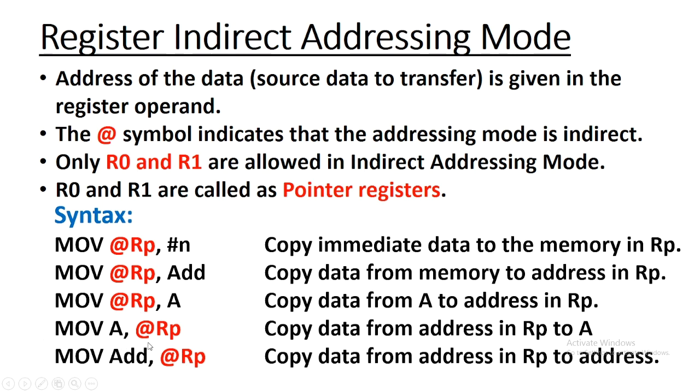Move a comma @rp. The content of the memory location whose address is provided by the rp register is copied into the accumulator. And the last instruction, move address comma @rp, in a similar way, the content of the memory location whose address is in rp is copied into this memory location.